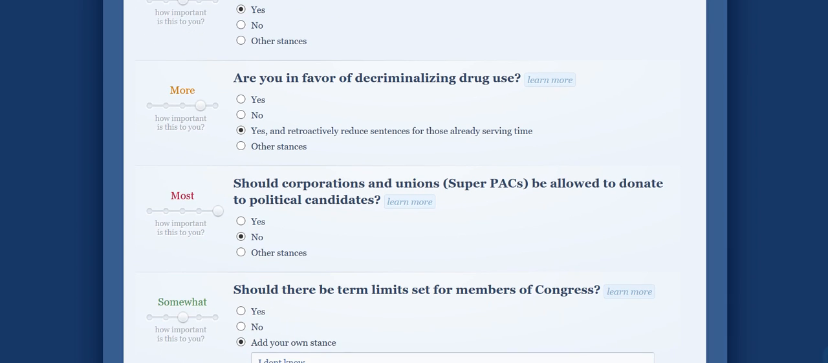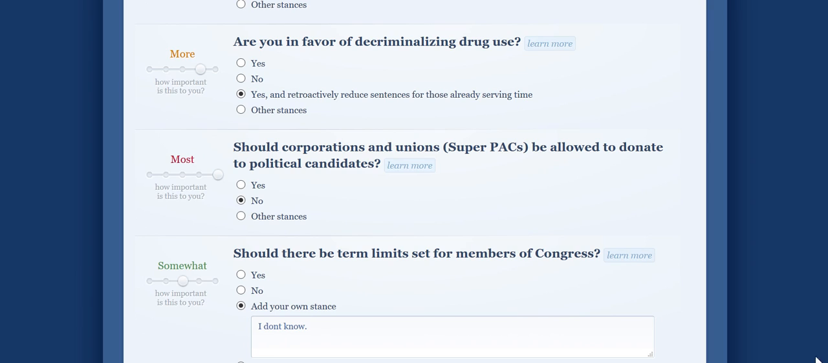Should corporations and unions, super PACs, be allowed to donate to political candidates? No, and I put that as the most important because I would get money out of politics. That's the number one issue that affects every other issue, because the government is not having a debate of competing philosophies. What they're doing is they're having a debate of dueling donors.